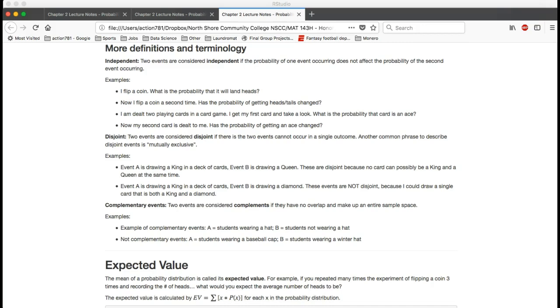And if I did not get an ace on the first card, then there would still be 4 aces left, so the probability would be 4 out of 51. So my probability of getting an ace on the second card depends on whether I got the ace on the first card or not. So that would be called dependent events.